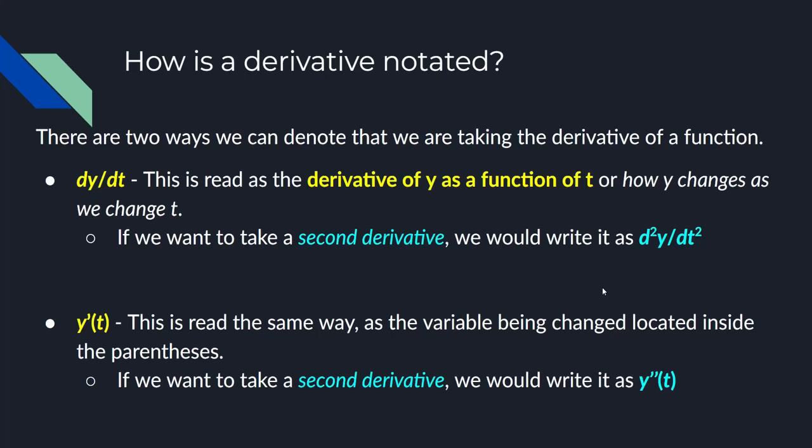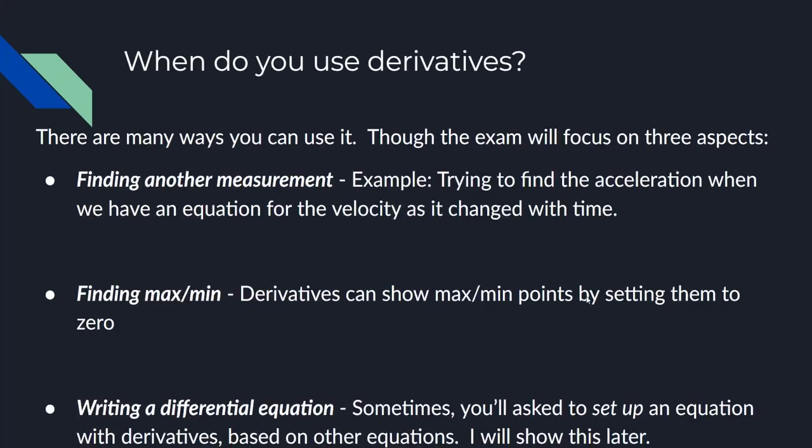There are other types of derivatives. There are third derivatives and fourth derivatives, and you could probably already see the pattern of how we would notate it. There are a bunch of other notations, but those are the two common ones that you are likely to see on the APC.